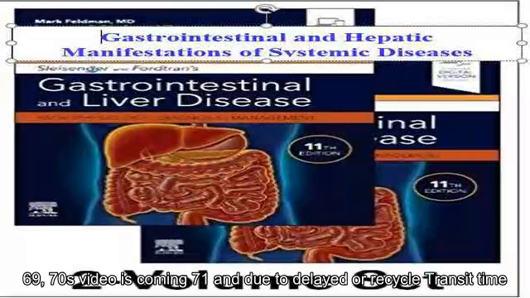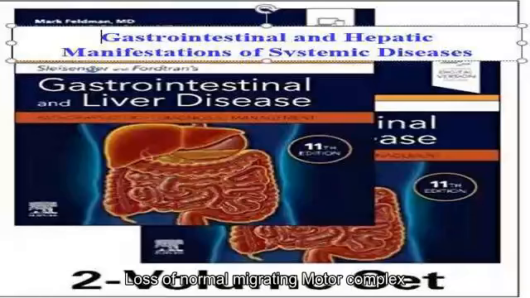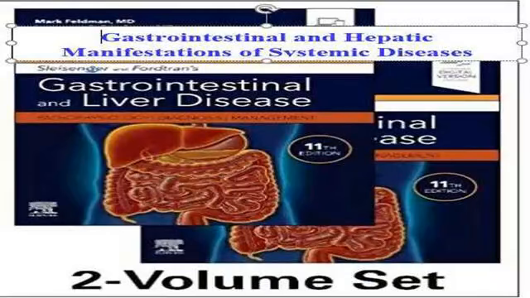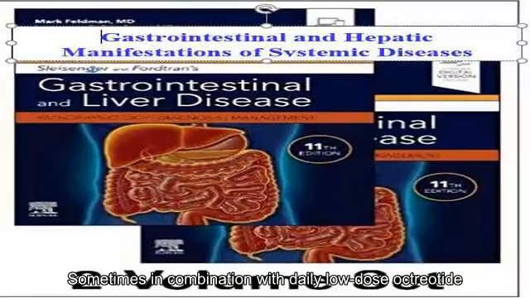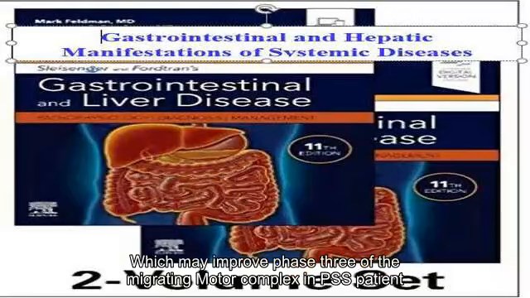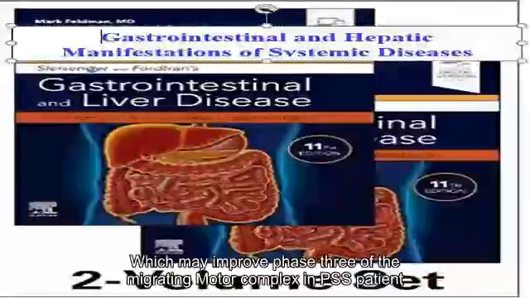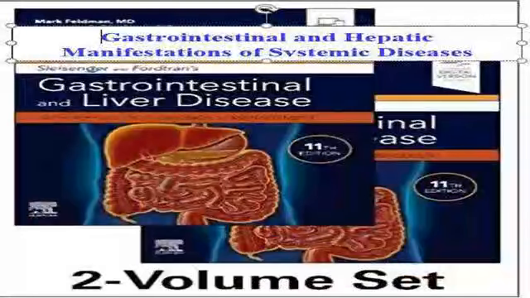69,70 SBBO is common 71 and due to delayed orocecal transit time, loss of normal migrating motor complexes, presence of diverticula, and raised gastric pH with PPIs. Symptoms may improve with antibiotics, sometimes in combination with daily low-dose octreotide, which may improve phase 3 of the migrating motor complex in PSS patients.